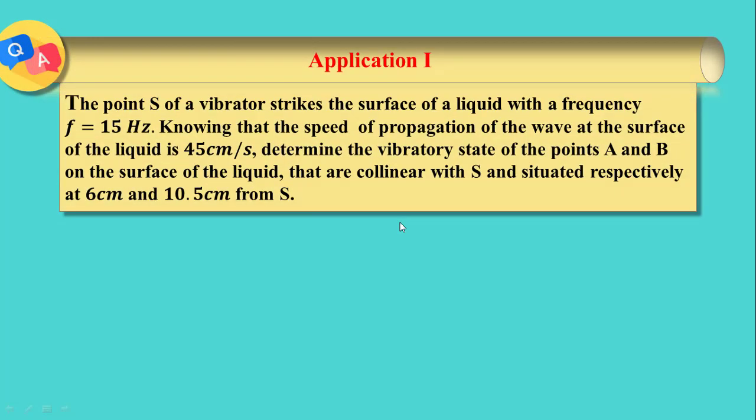Let's now check our understanding by solving application number 1. The point S of a vibrator strikes the surface of a liquid with a frequency equal to 15 Hz. Knowing that the speed of propagation of the wave at the surface of the liquid is 45 cm per second, determine the vibratory state of the points A and B on the surface of the liquid that are collinear with S and situated respectively at 6 cm and 10.5 cm from S. Try to solve it alone first, then check the solution.